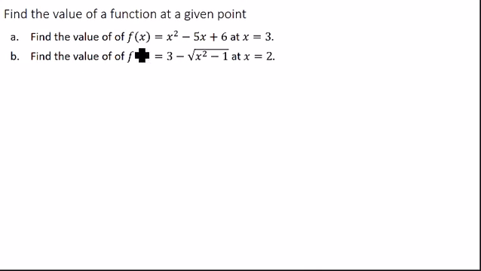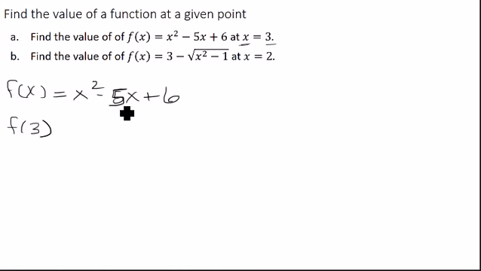The next set of examples we have here is to find the value of a function. So to find the value of a function, we have to plug the value of the x given to us into the function, and then it's going to be a number or some other expression. So first example we have is f of x equals x squared minus 5x plus 6. Okay, and we're going to find the value of this function at x equals 3.